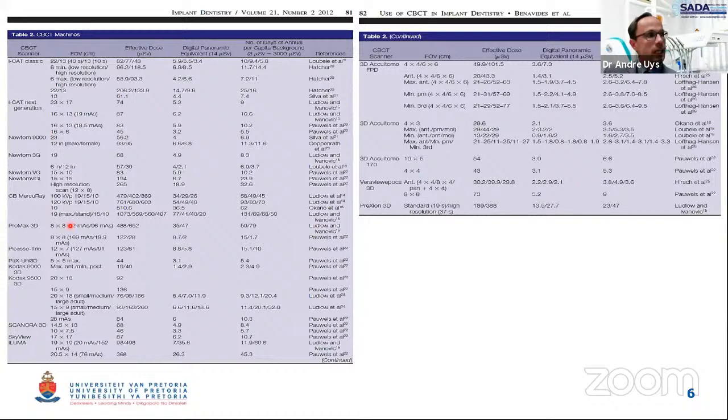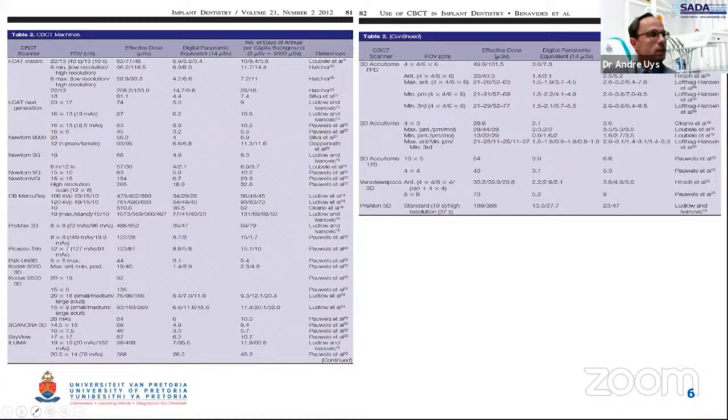You can see that they also give you an indication of equivalent dose here. So this is the dose that's equivalent to the amount of panoramic radiographs. You'll see that it ranges anything from 2 to 47. So if you do an 8x8 scan on this particular machine, it can range from equivalent to two panoramic radiographs right up to 47 panoramic radiographs, which is quite high. So those are just the two that we compared.